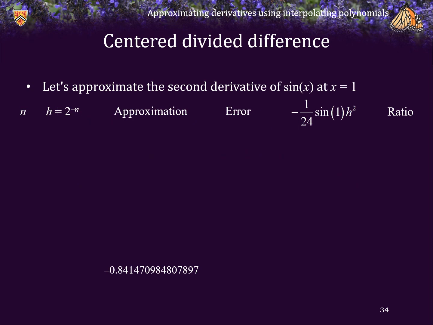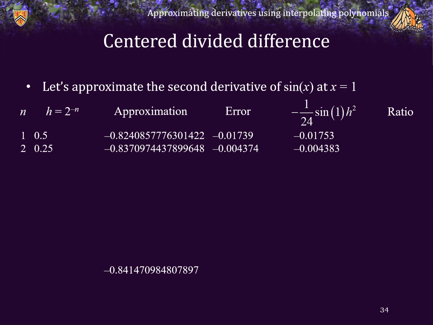So now let's approximate the second derivative of sine of x at x equals 1. And the correct answer to the given number of digits is shown below. Well, when h is equal to 0.5, it's actually not bad. We get the first digit correct. With dividing h by 2, we get a better approximation.